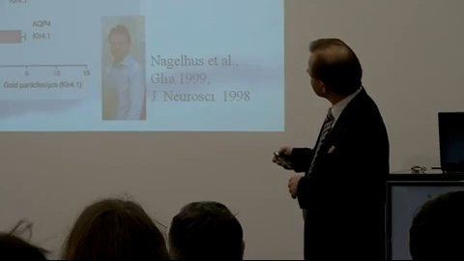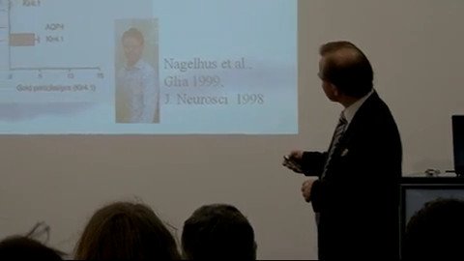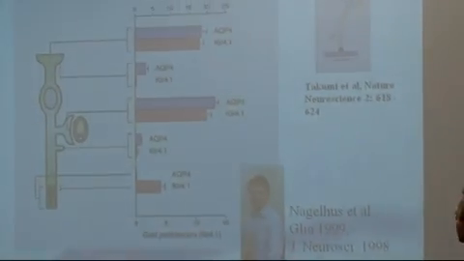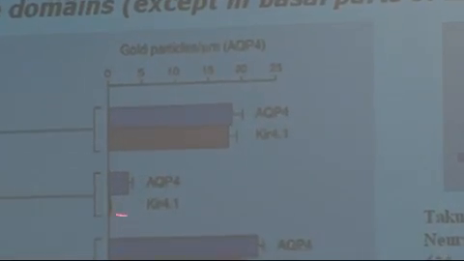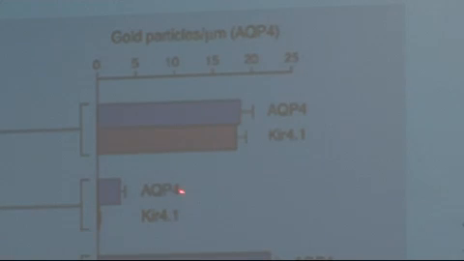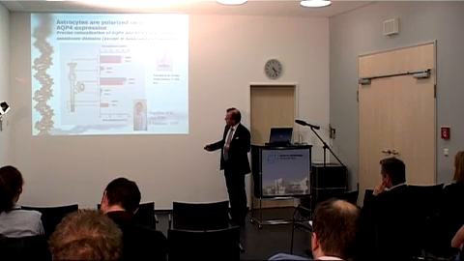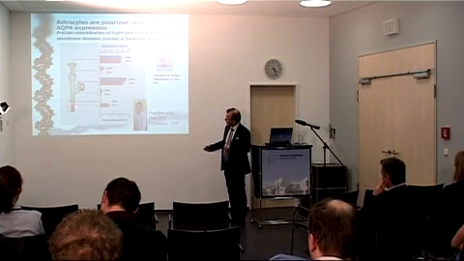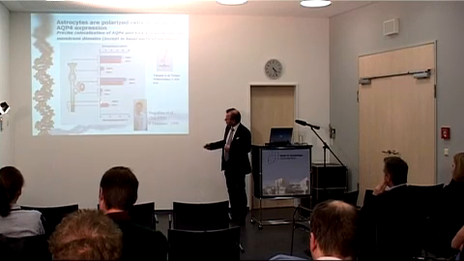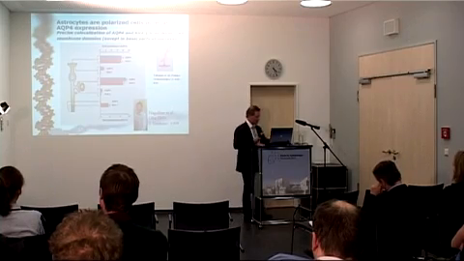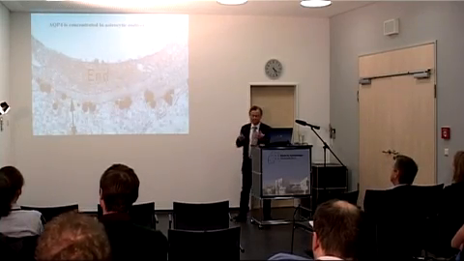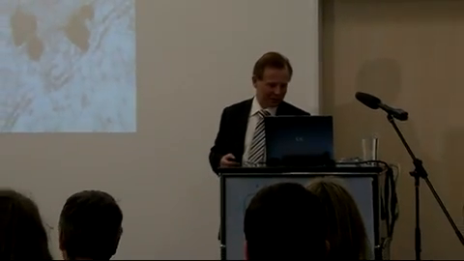So this was what he found. All the membrane domains that contain a lot of aquaporin 4 also express high amounts of KIR4-1, and vice versa. Plasma membrane domains with little aquaporin 4 also show modest levels of KIR4-1. There's only one notable exception here, and that is that in the initial part, the basal part of the microvilli, there is KIR4-1 but no aquaporin 4. Otherwise, there is a perfect co-expression. And the functional implication of this, we will get back to later.